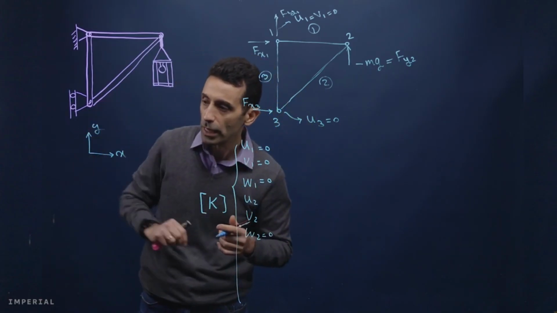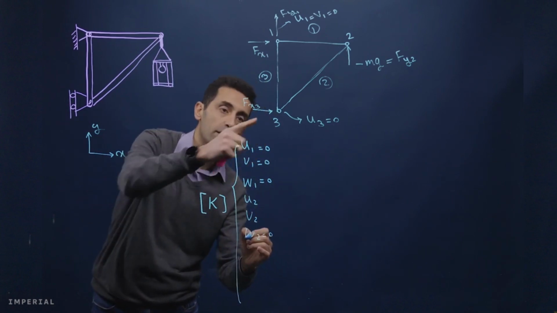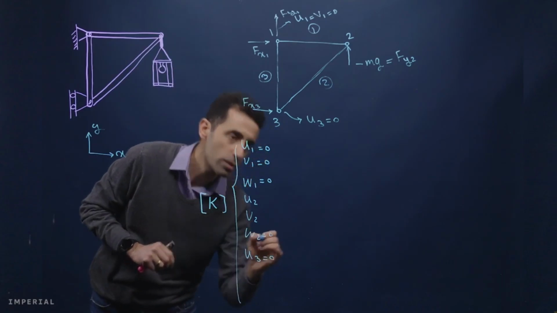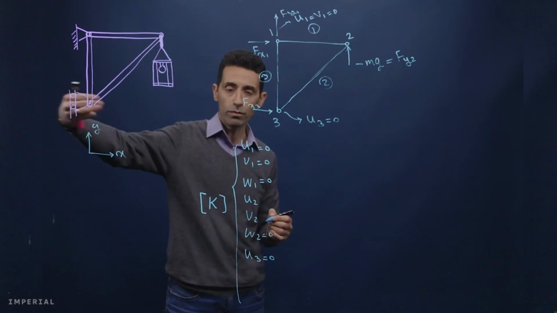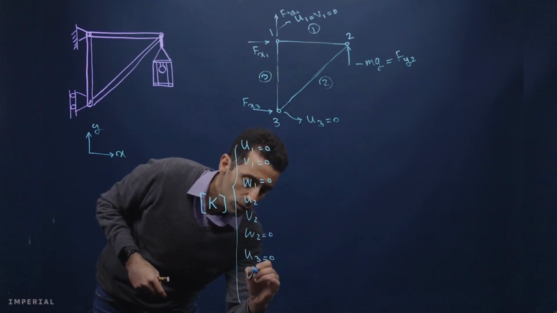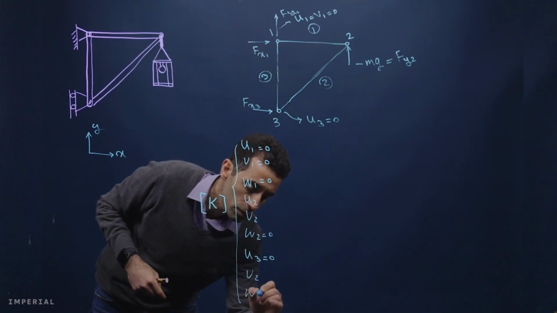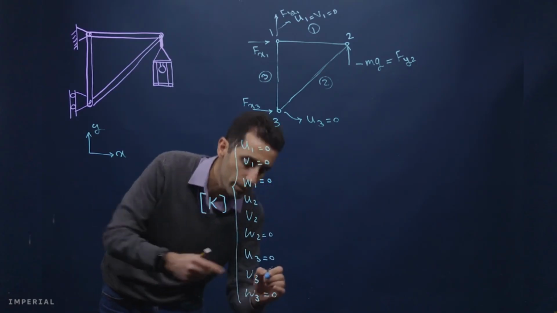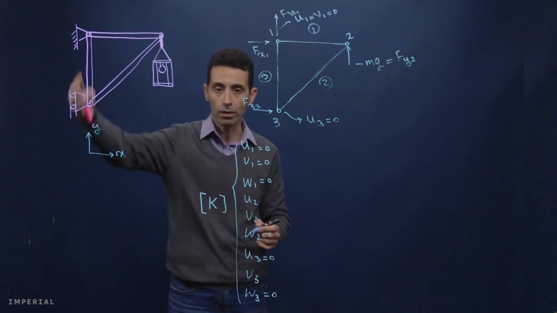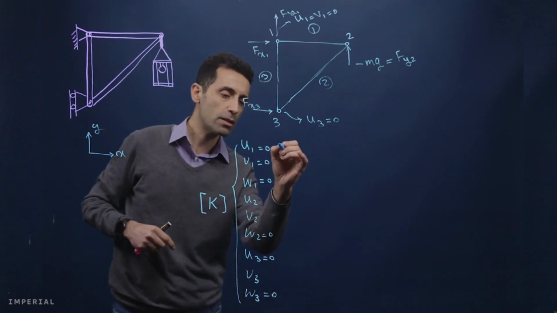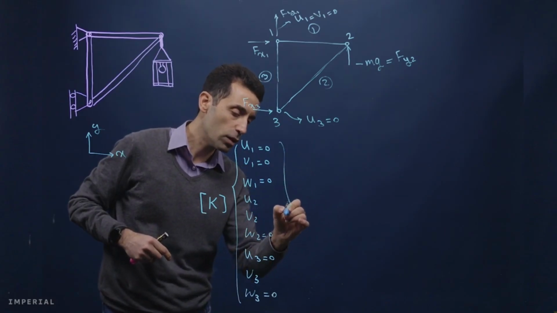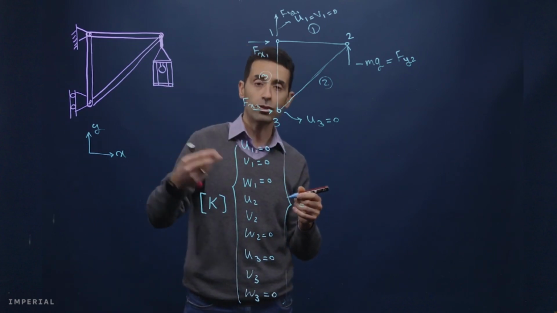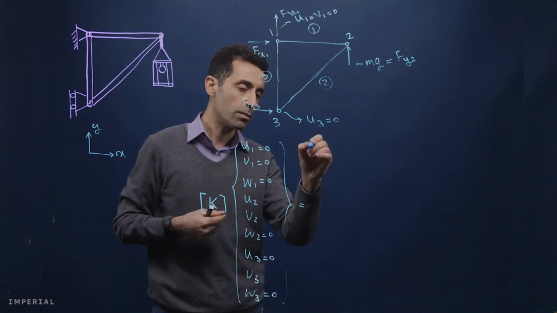And then we can look at the third node. So u3, we know that this is restricted because that node cannot move in the x direction. But v3 is free and w3 is 0. So v3 is free because we have a roller support here. Okay, so this is the vector of nodal displacements.